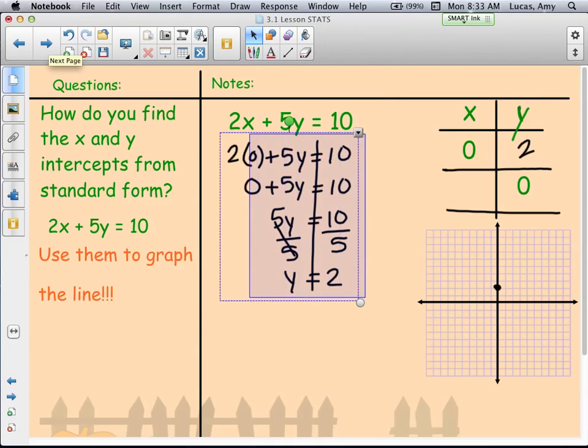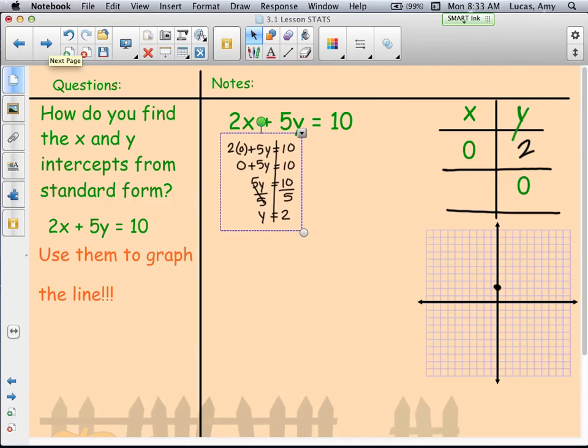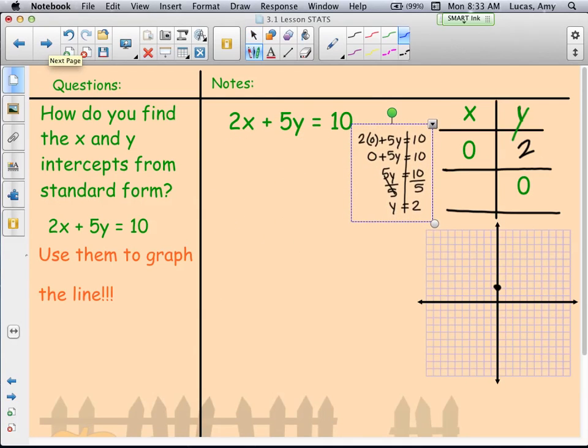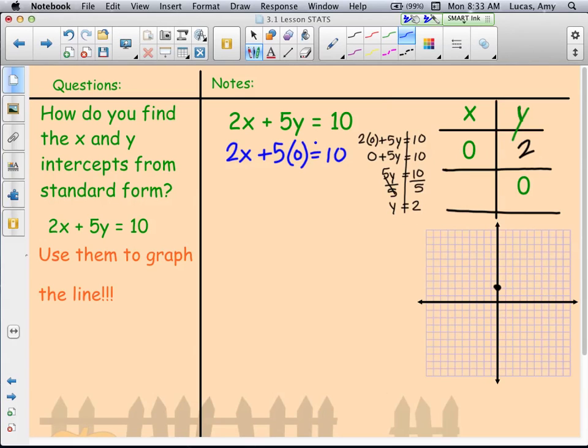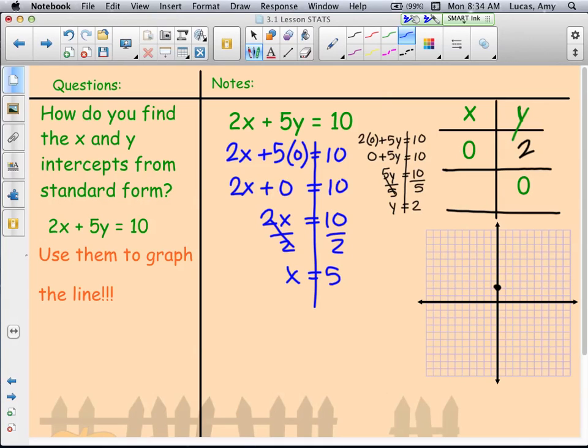Then I can plug in 0 for y instead, and I can solve it. 5 times 0 is 0. 2x plus 0 is 2x. Divide by 2, and I get my x-intercept of 5. So x is 5, and y is 0. And then I can draw my line. So as long as I know my two intercepts, I can draw my line through them. So that's the process of finding the x and y intercepts from standard form and then using them to graph the equation.